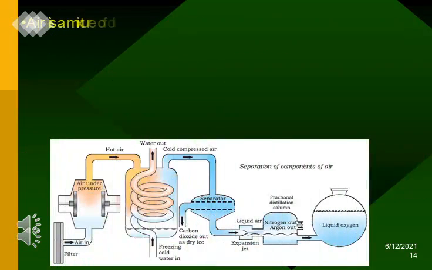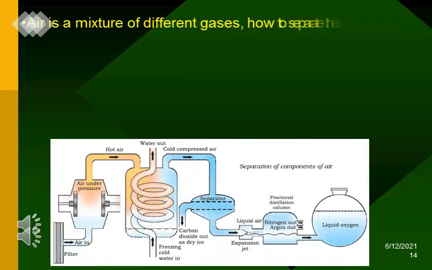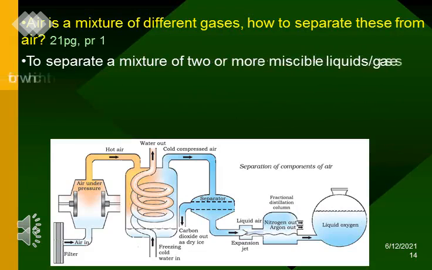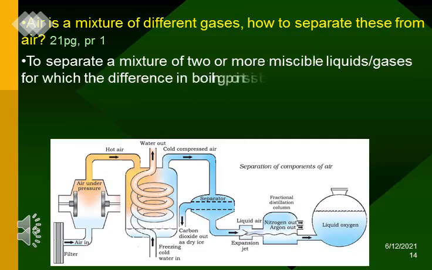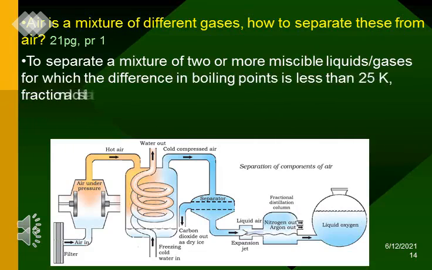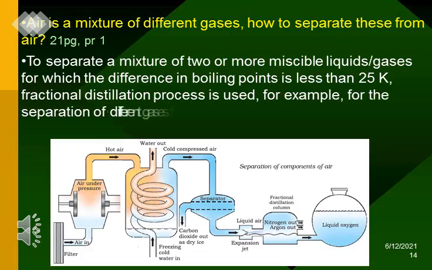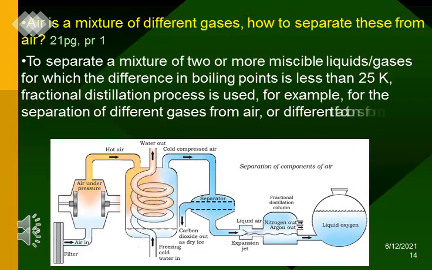Air is a mixture of different gases. How to separate these from air? To separate a mixture of two or more miscible liquids, gases for which the difference in boiling points is less than 25 K, fractional distillation process is used. Example, for separation of different gases of air, or different fractions from petroleum.